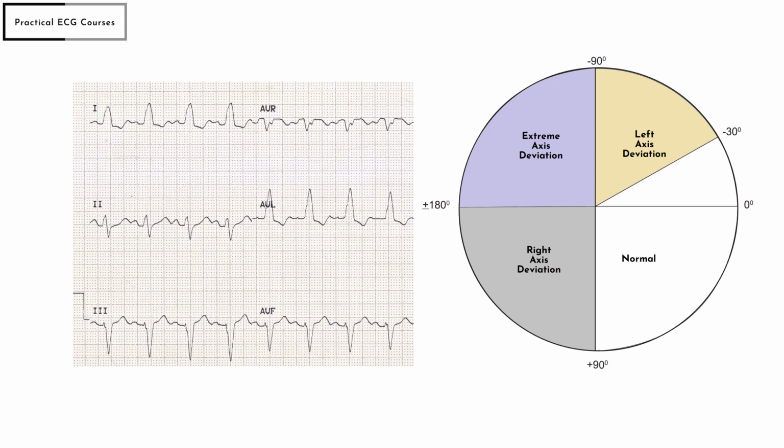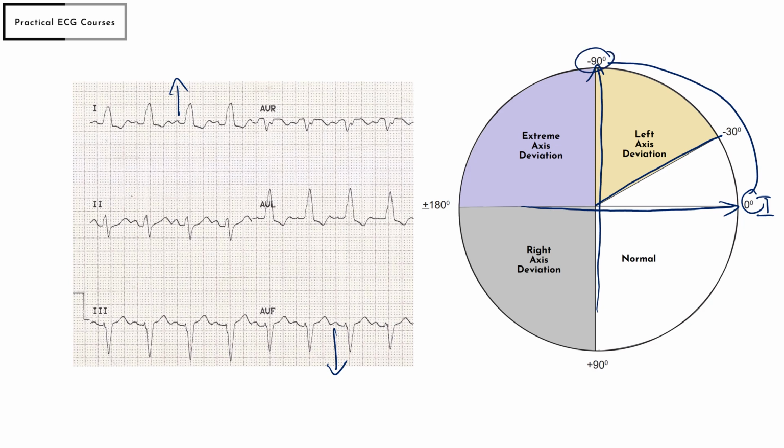Let's have a look at this ECG. Lead 1 is predominantly positive. That tells you that the vector is moving towards lead 1, and lead AVF is predominantly negative. So it tells you that the vector is going away from AVF. Now, the question is, we know the vector is somewhere between 0 and minus 90. Is it on this side of minus 30 or on this side? So how do we sort that out?